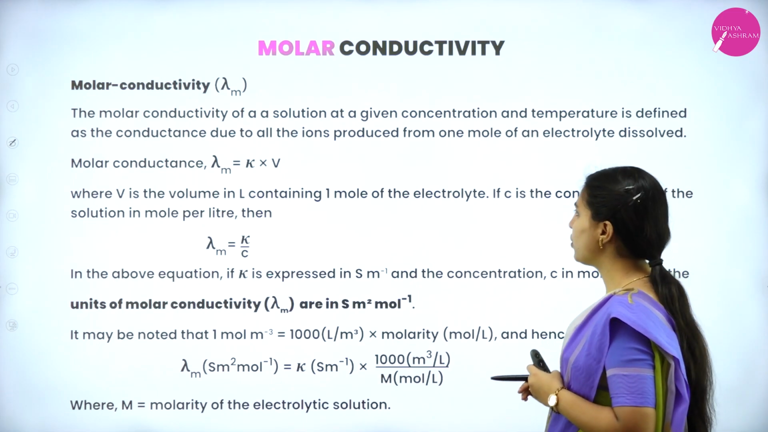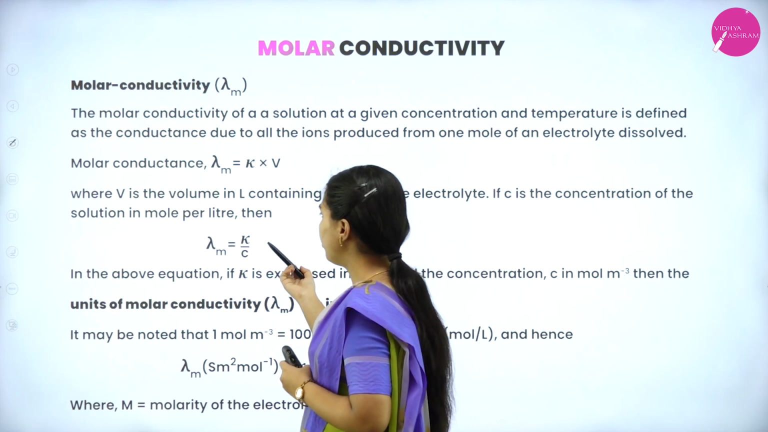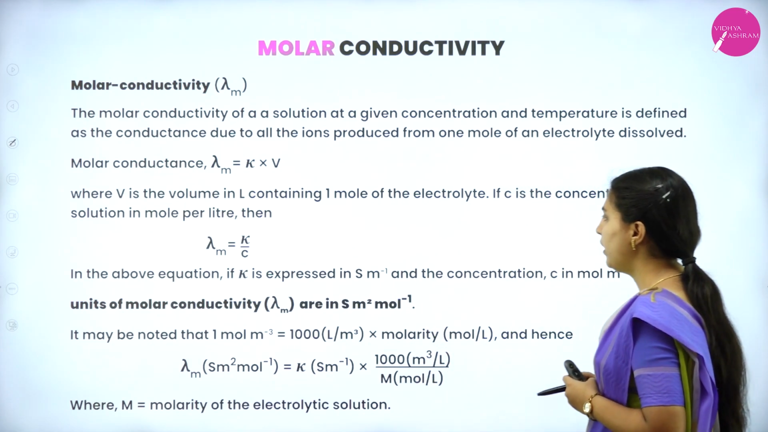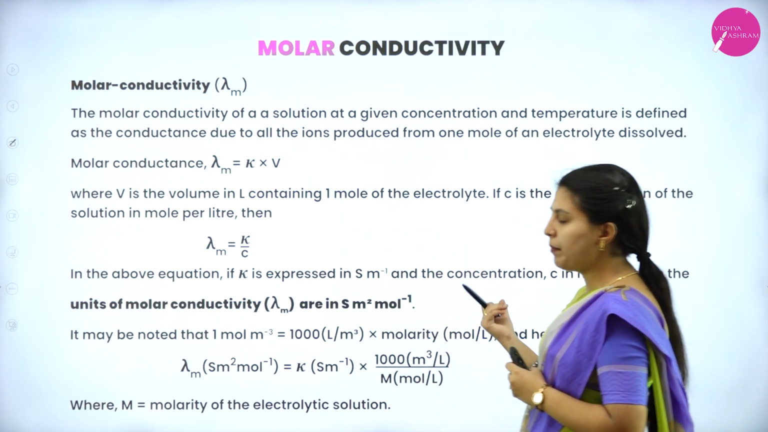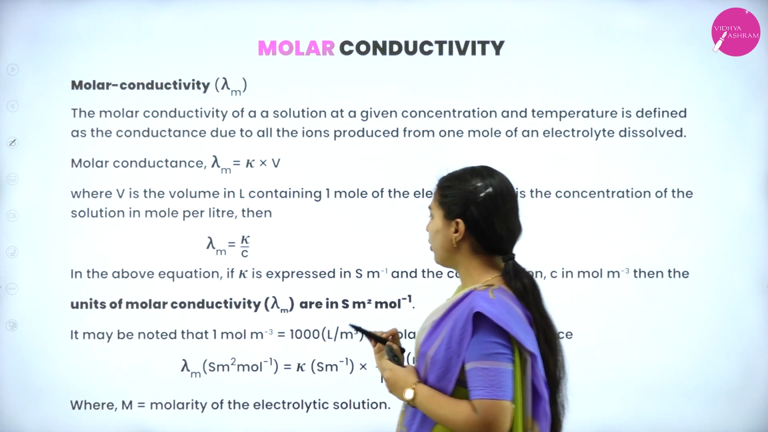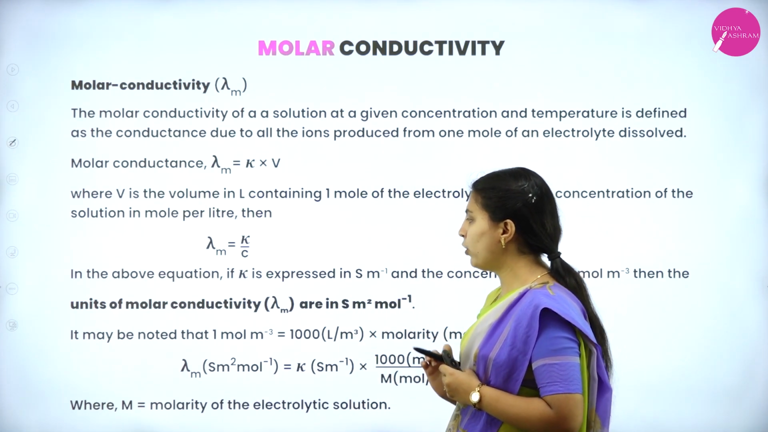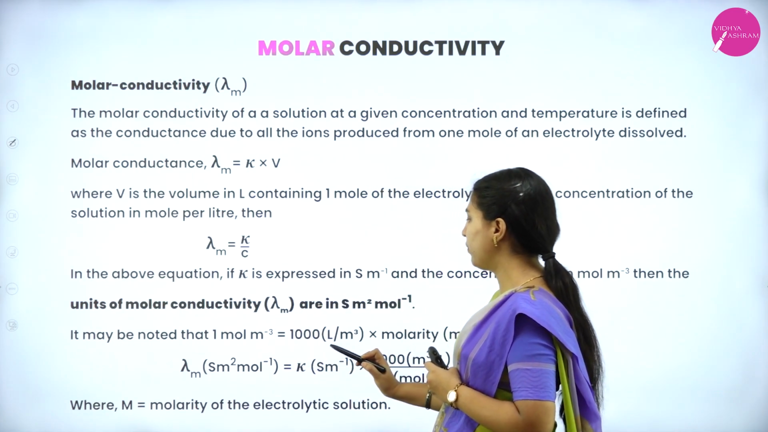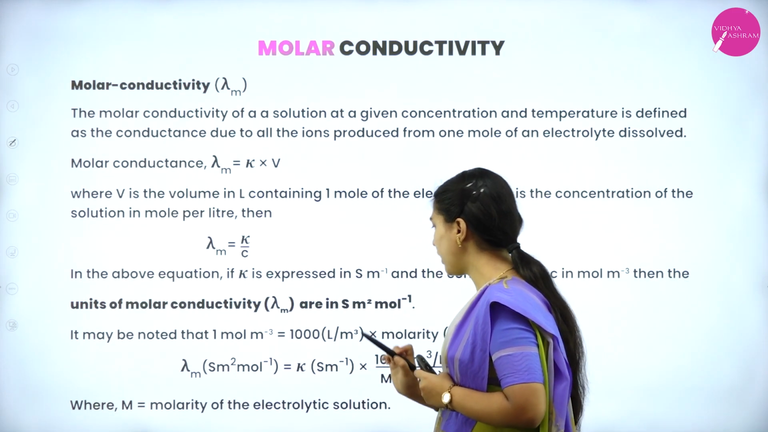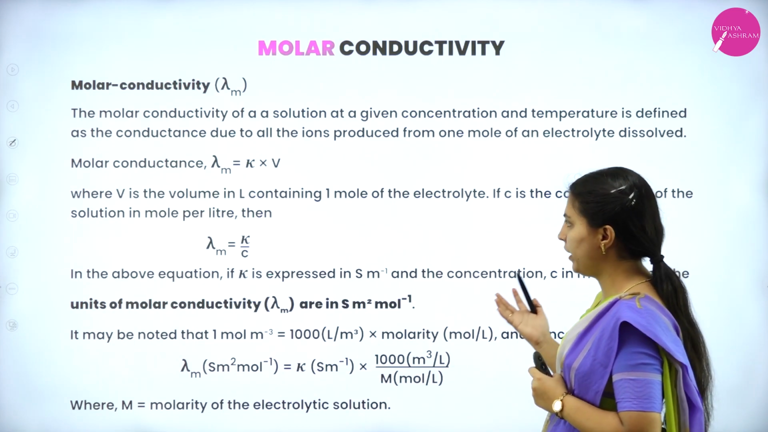If C is the concentration of the solution in mole per liter, then molar conductivity equals kappa by C. In the above equation, if kappa is expressed in Siemens per meter and the concentration is in mole per meter cube, then the unit of molar conductivity is Siemens meter square per mole. It may be noted that 1 mole per meter cube equals 1000 into molarity, and hence molar conductivity equals kappa into 1000 by molarity. M is nothing but the molarity of the electrolytic solution.